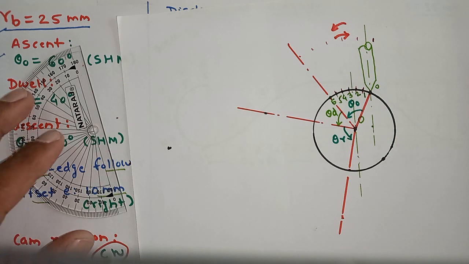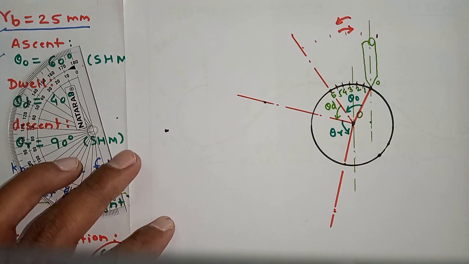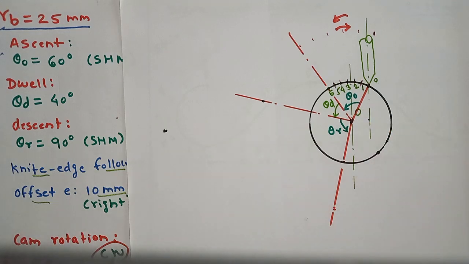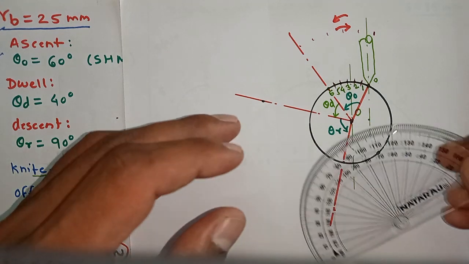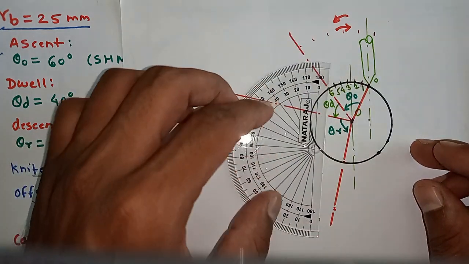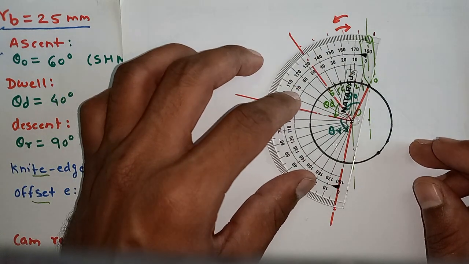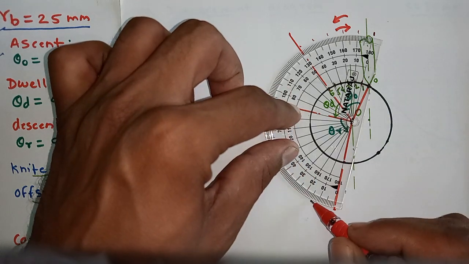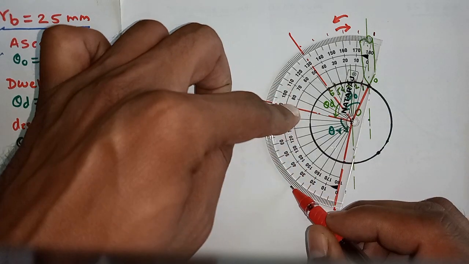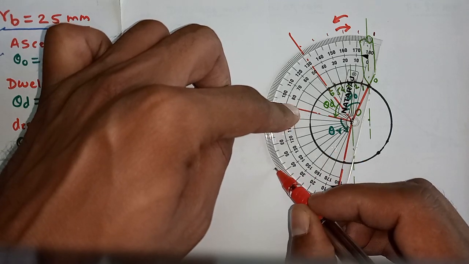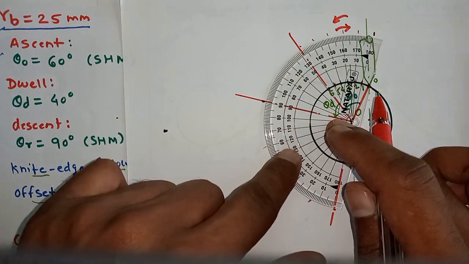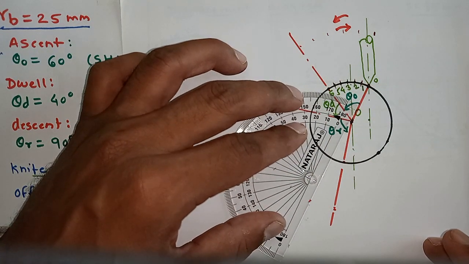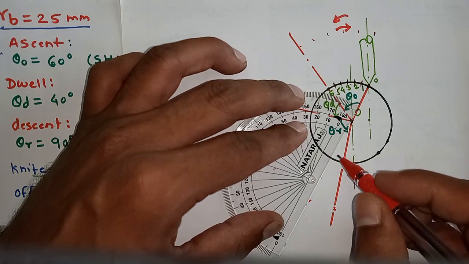Now similarly, we will divide the return stroke angle into 6 equal parts. Return stroke angle is 90 degrees. So 90 divided by 6 is 15. So each angle is of 15 degrees. Start from here. 15, 30, 45, 60, 75 and 90. So I will mark these divisions on the prime circle or base circle.